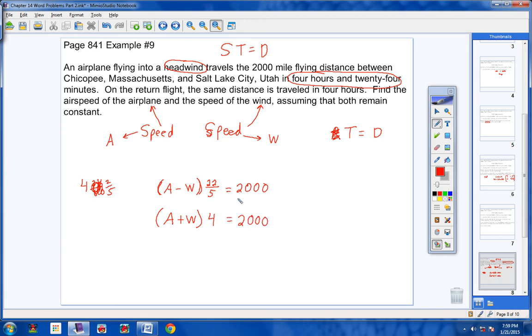Now students, I can save you a lot of time by having you type this into your calculators, but first we must simplify our two equations. So take your 22/5 and multiply it through. So we have 22/5 A minus 22/5 W equals 2,000. And here we take our 4 and multiply it through. 4A plus 4W equals 2,000.